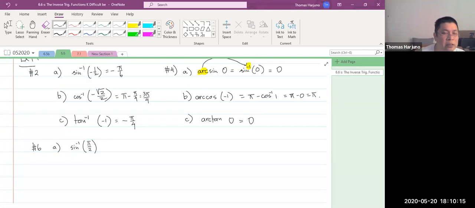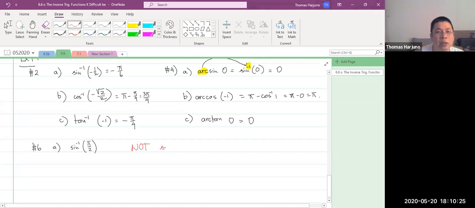You may say this is a tricky question, but it's more of a conceptual question. This is not the same as sine of pi over 2. Sine of pi over 2 is 1. Now this question is basically asking, sine of what angle equals pi over 2?